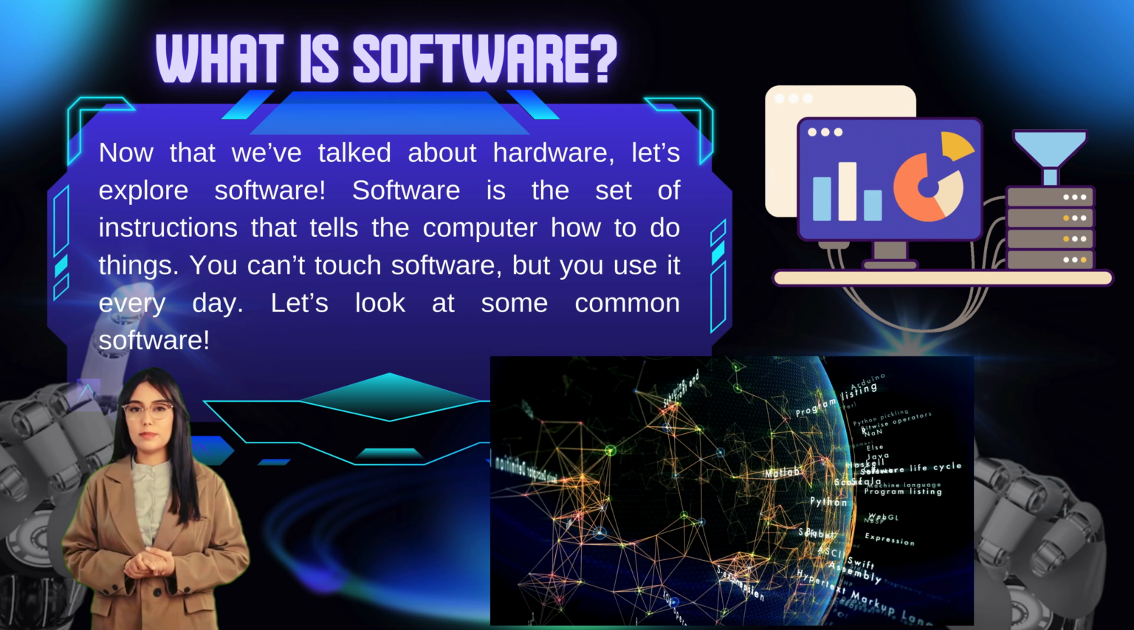Scene 6. Operating system. The most important software is the operating system. The operating system is like the manager of your computer. It helps everything work together, from your games to your internet browser. Some common operating systems are Windows, Mac OS, and Linux.